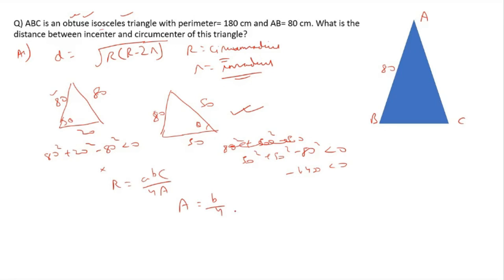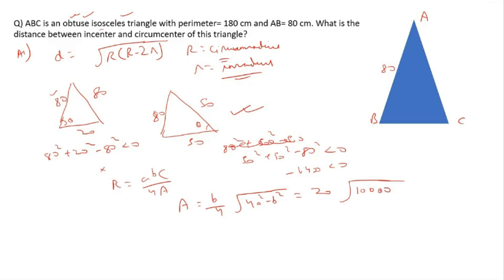But the isosceles area we covered, that would be b by 4 root of 4a square minus b square. This is just a faster method for this. b is the different side, a is the same side. So the different side here is 80, so 80 by 4 is 20, root over 4a square, 4 into 50 square, which is 4 into 2500.